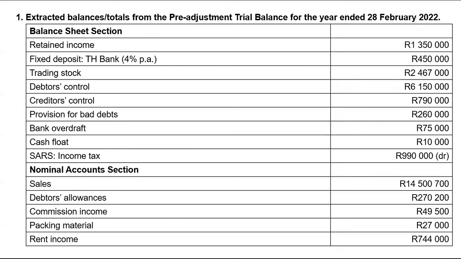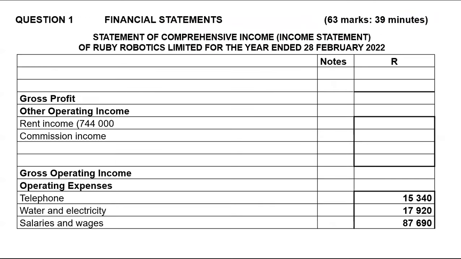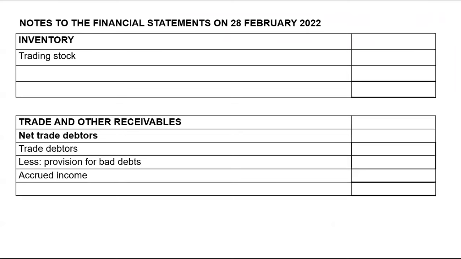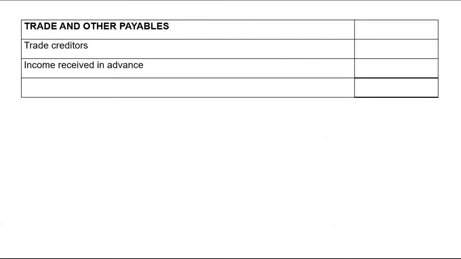And then I'm going to look at my pre-adjustment trial balance for the year ended 28th of February 2022. And immediately, because I've been asked to prepare the statement of profit or loss, and the following notes, which is your inventory note, trade and other receivables note, and the last one will be trade and other payables note. So I know what I am looking for.